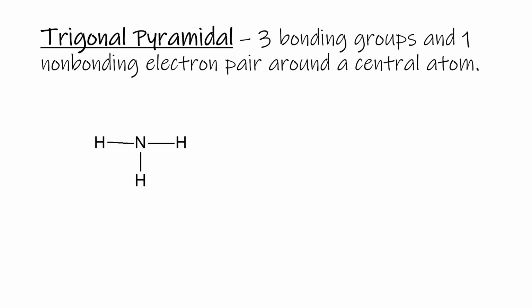A trigonal pyramidal molecule is going to have three bonding groups and one non-bonding electron pair around the central atom. In our example molecule of ammonia, this nitrogen has a pair of electrons on top that are not shown, so I'll draw them in. That is a group of electrons. So you actually have four groups of electrons around the nitrogen: three bonding, and this non-bonding pair of electrons. Those four groups of electrons will have a tetrahedral arrangement.